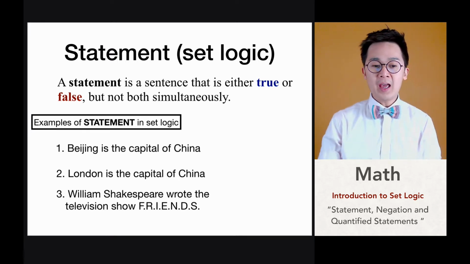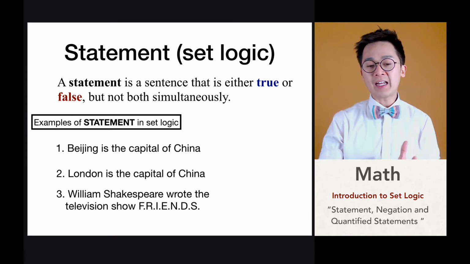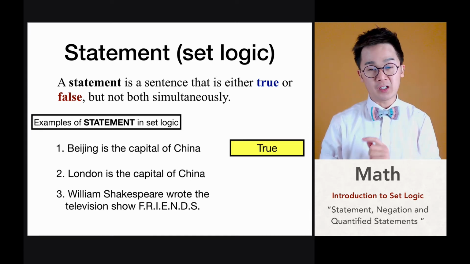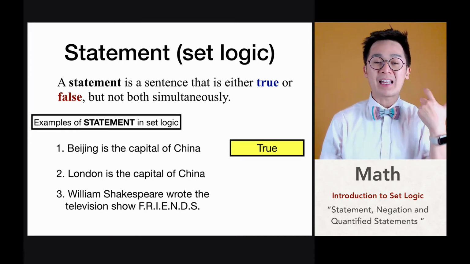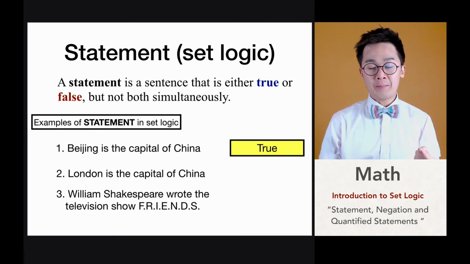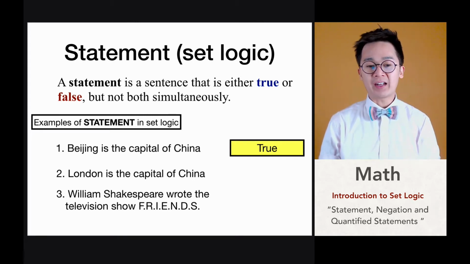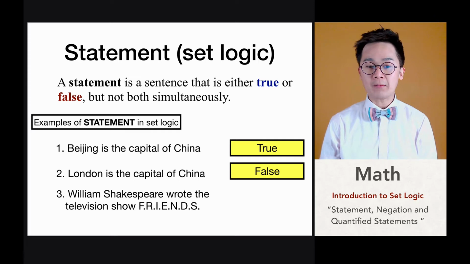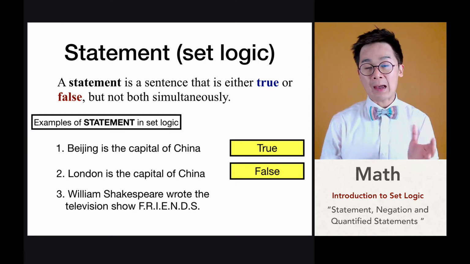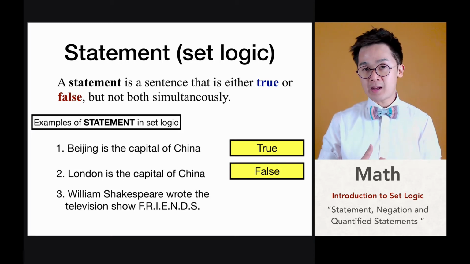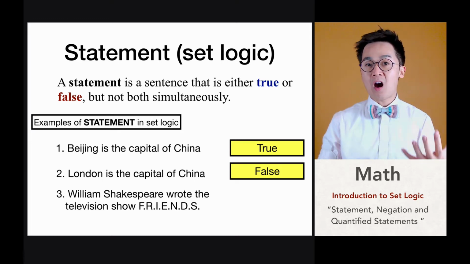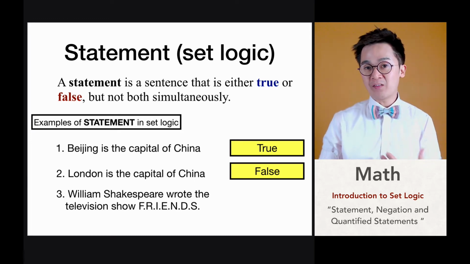television show Friends. Now, these 3 examples are called statements because, 1, we all know that Beijing is the capital of China, and this is a true statement. And if it's a true statement, then that particular statement is a valid example of a statement in set logic. Number 2 is also a valid statement in logic because this one is a false statement. We all know that London is not the capital of China because we already know that Beijing is the capital of China. So in working with statements in set logic, it's based on facts. And when it's based on facts, most likely it's going to be considered a statement in set logic.